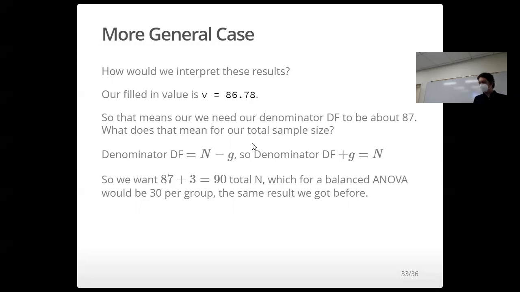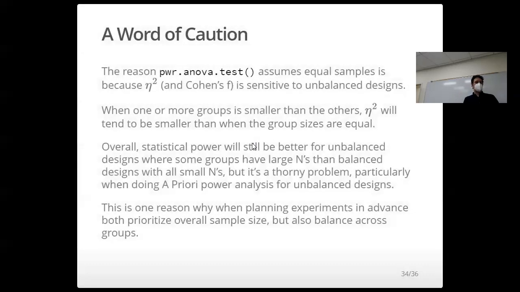So you can apply that to other cases besides a balanced ANOVA. For example, if you have unequal sample sizes, you could do it that way. One of the reasons that the ANOVA test assumes equal sample size is because eta squared as an effect size is sensitive to unbalanced designs. So when one or more groups are much smaller than the others, eta squared is going to tend to be smaller than what you'd expect in a balanced case.